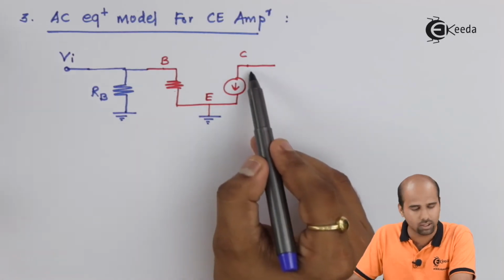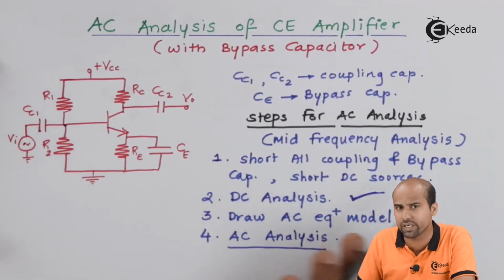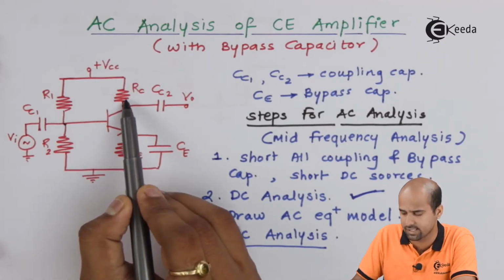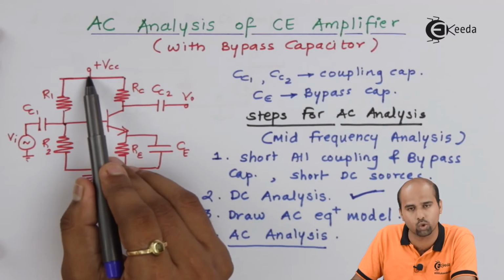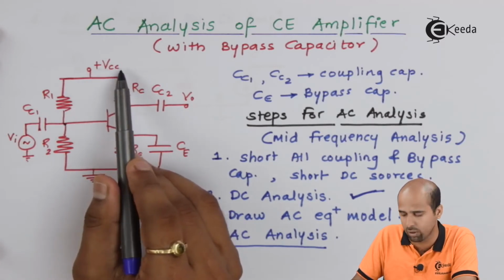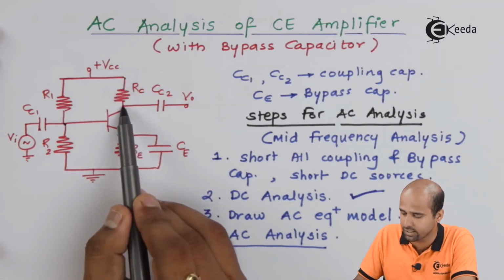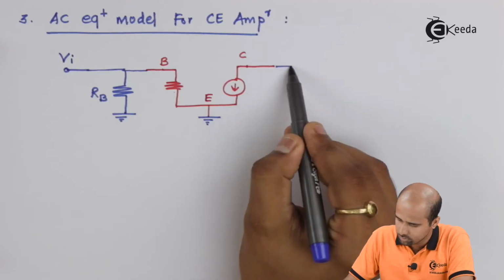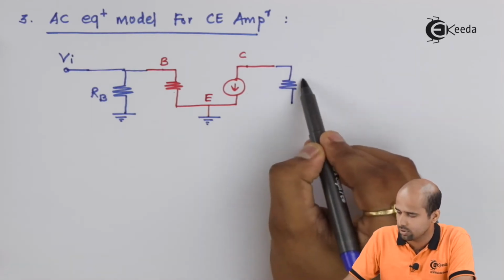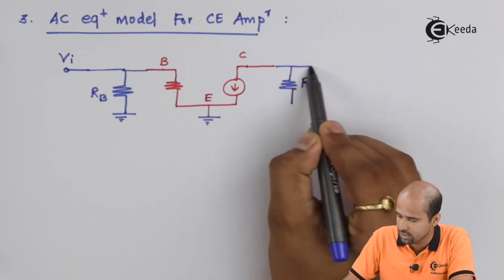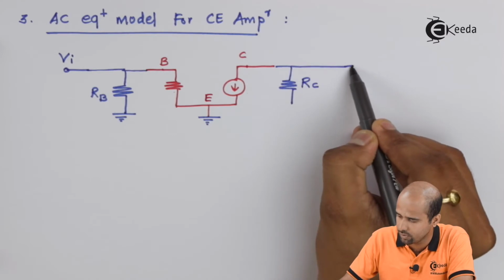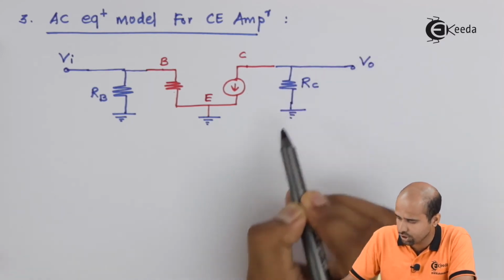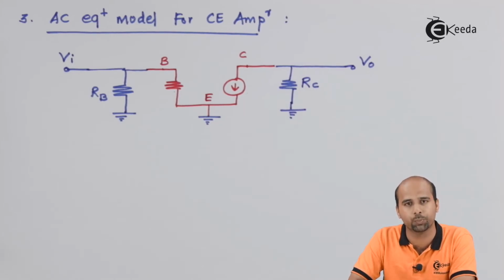About the collector, collector is connected to resistance RC, and then resistance RC is connected to ground because VCC is connected to ground as it is, and from collector we will be directly getting the value of output voltage. This is resistance RC, and here obviously we will be getting the output voltage. So this is all about your AC equivalent model.